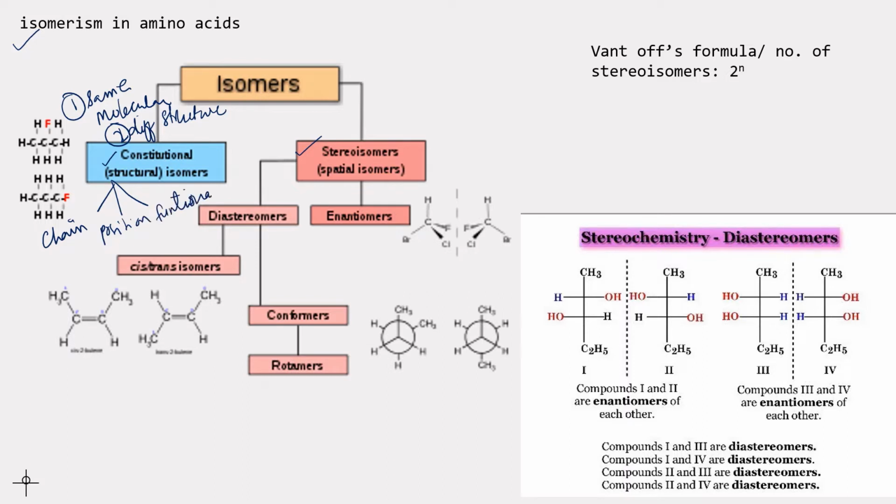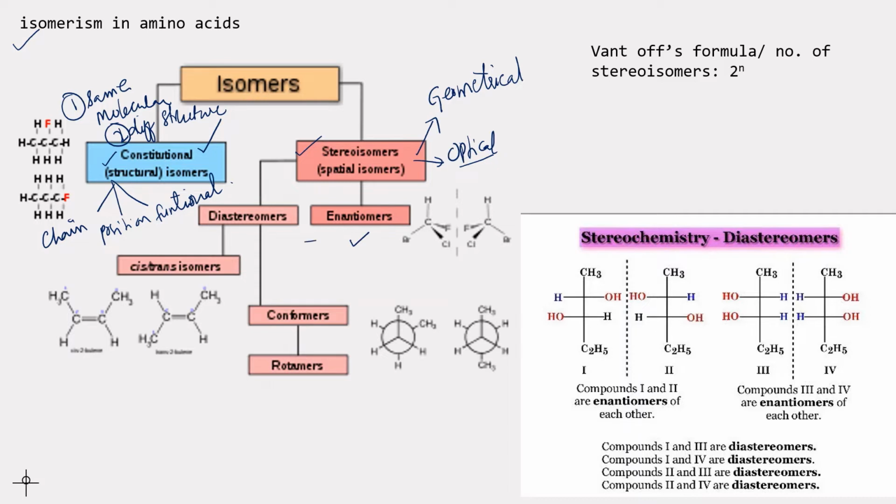So we are not concentrating on the constitutional isomers right now. We are majorly focusing on the stereoisomers, which are also the spatial isomers. In stereoisomers, we generally have geometrical isomerism, which focuses on the geometry, and the next one is optical isomerism. Optical refers to light. In optical isomerism, first we'll discuss the enantiomers.